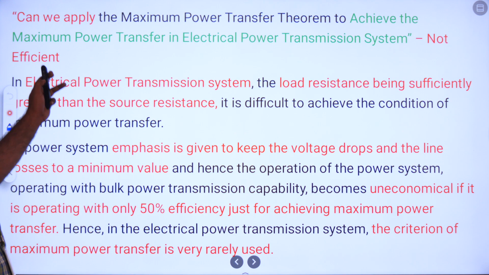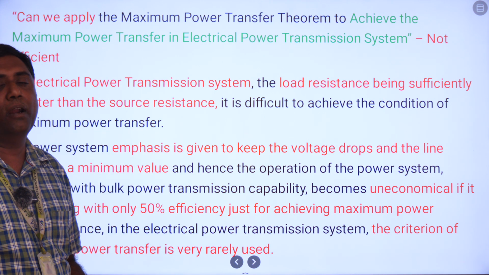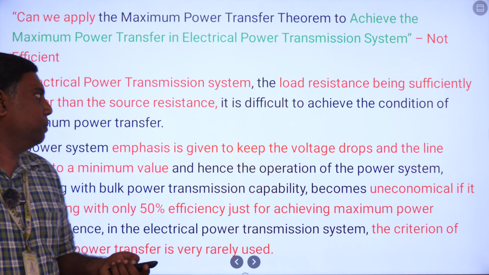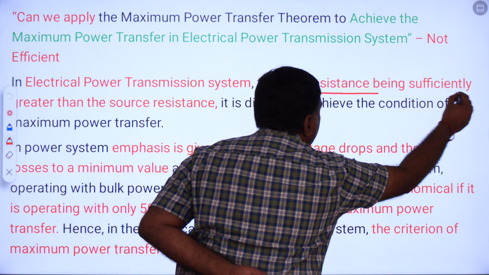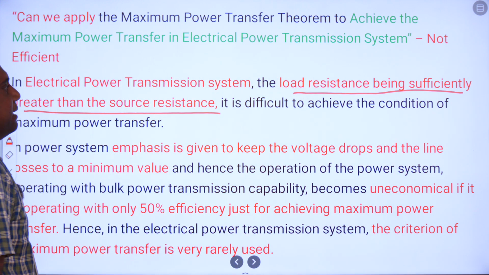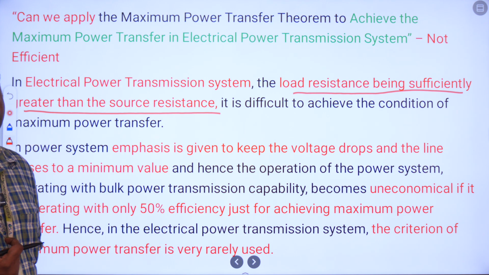So in this question, hopefully you are able to understand. So can it be used? No, it's not efficient. Transferring only 50% of the generated power to the load is not possible. Why? Basically, whatever resistance we have, the load resistance is sufficiently greater in value than the grid network. Our grid network has a sufficiently great value. So that's why this condition may not be satisfied.